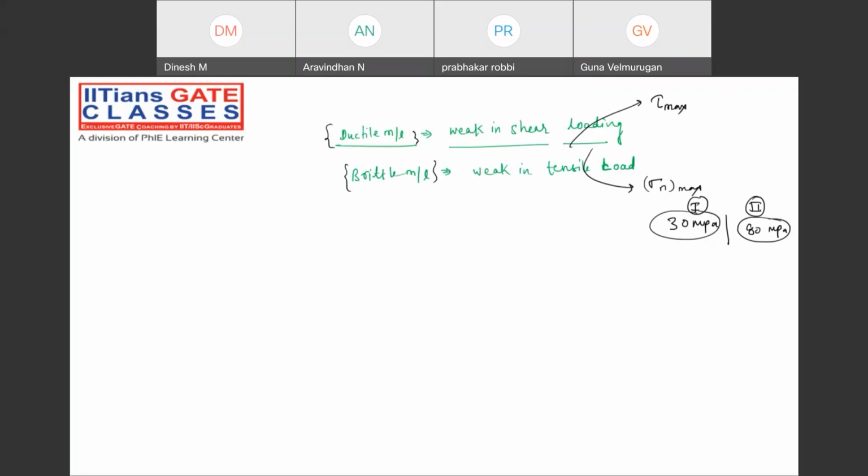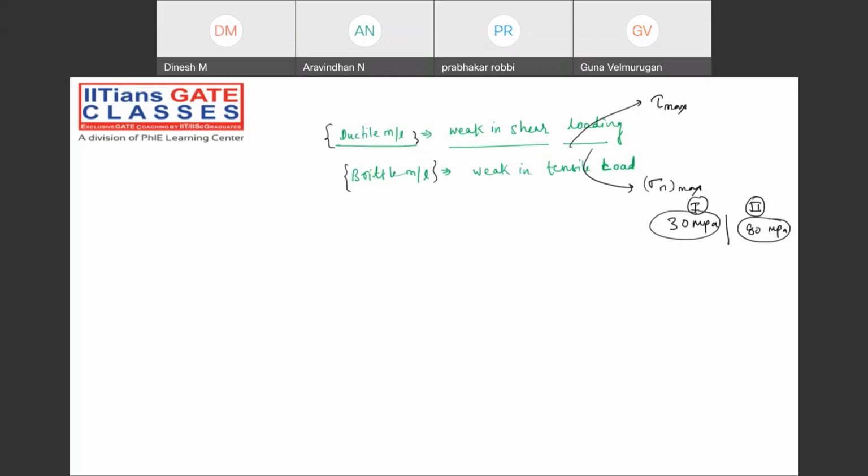Tell me guys, in which case will you require the larger diameter? Yes, nobody's answering me. What happens, guys? See, 30 megapascal means the load value will be lesser. 80 megapascal will be what? Load value will be higher.